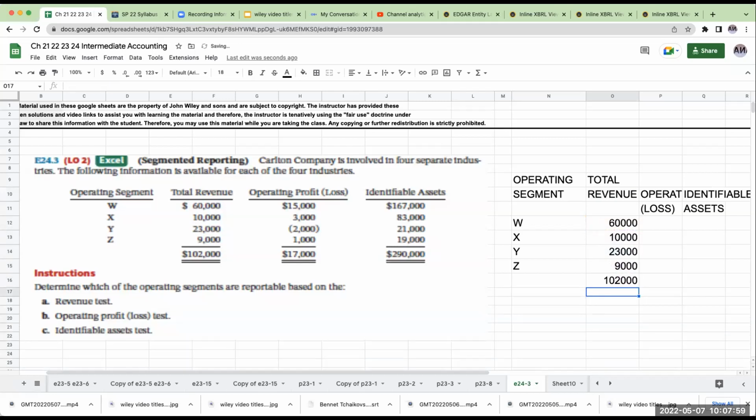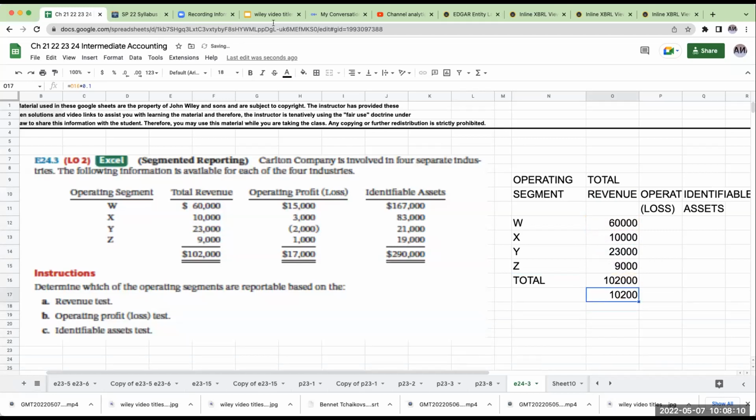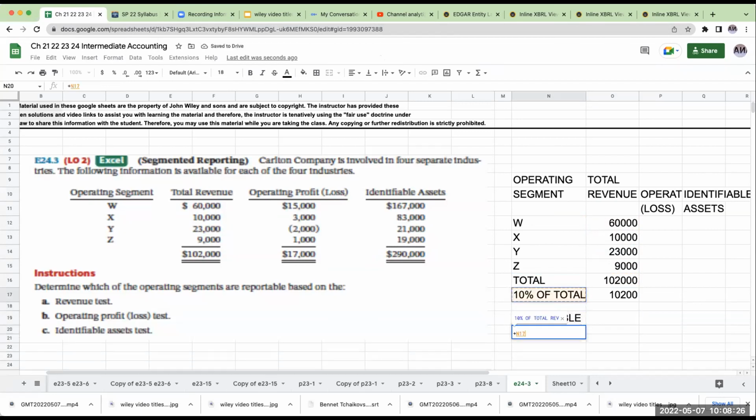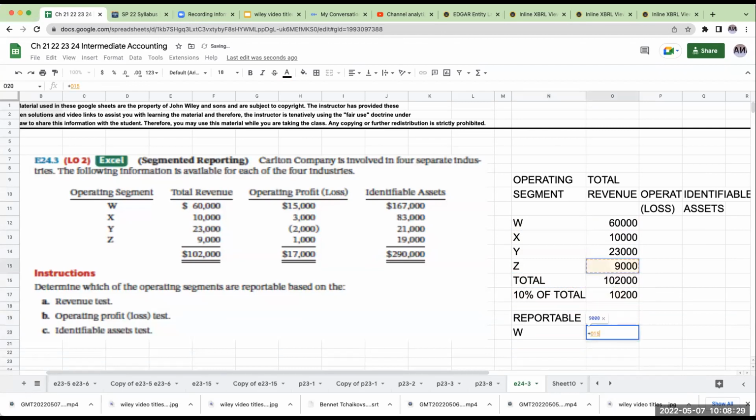So if we were just to go through and look at this in terms of the revenue test, what we would say is, well, this is total revenue. And I would then take 0.1. So I would take 10% of total revenue, which is 10,200. So my reportable segments are going to be W, and this is going to be at 60,000, right? Why? Because 60 is greater than 10,200.